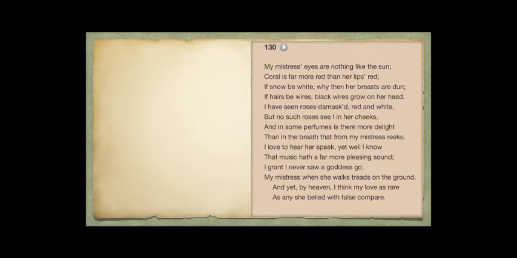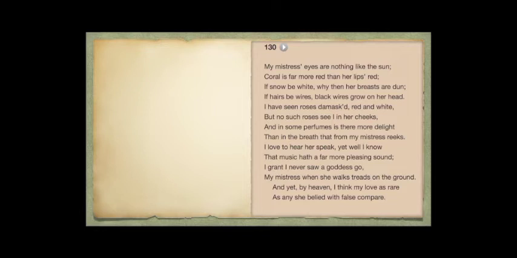I have seen roses damasked red and white, but no such roses see I in her cheeks. And in some perfumes is there more delight than in the breath that from my mistress reeks. I love to hear her speak, yet well I know that music hath a far more pleasing sound.